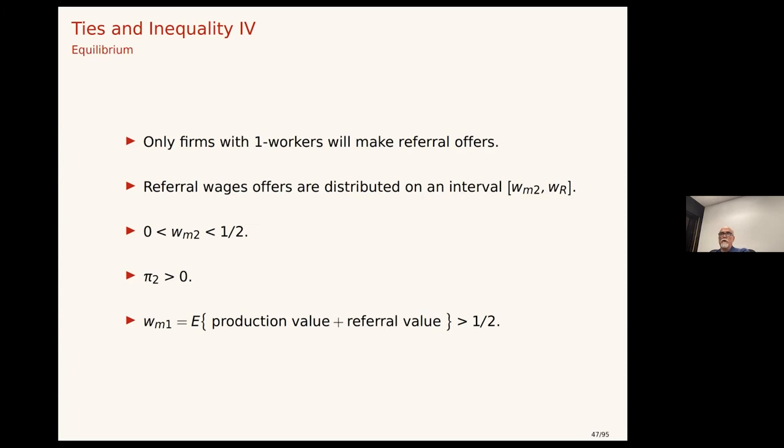Referral wage offers are distributed on some interval, where the bottom of the interval is the anonymous market wage, and the top of the interval is some number. Why is this the case? You don't really see it right away, but there's a little bit of monopoly power in this market. Period two workers who are friends of two different type one workers that are both productive are going to get two referral offers. Or if they're friends of three, they're going to get three referral offers. So they're going to have some market power, okay?